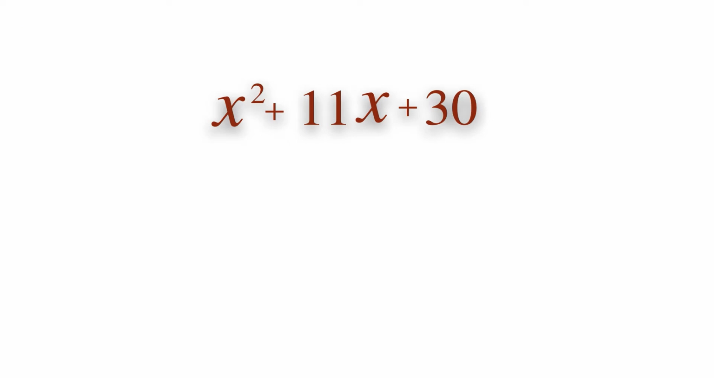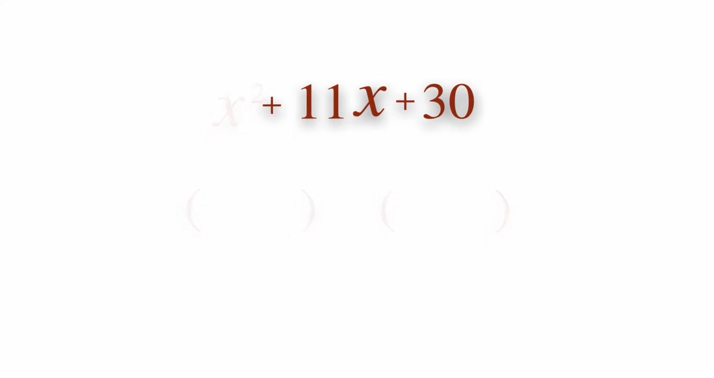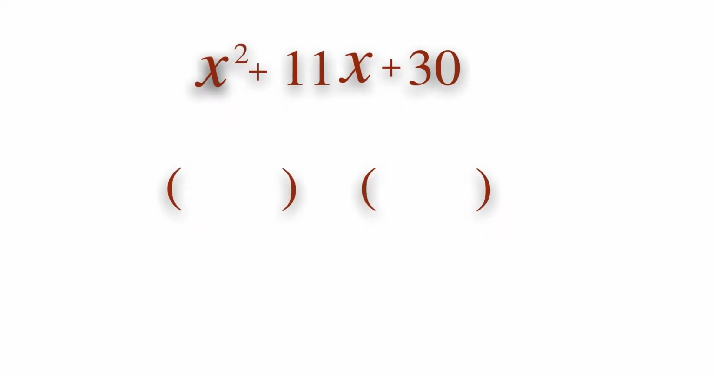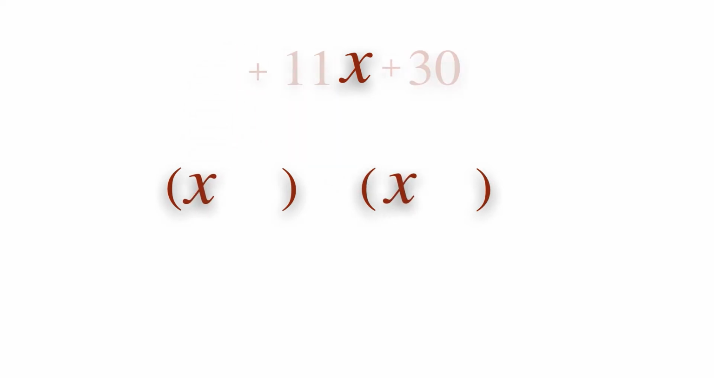Factorizing quadratics like this produces two brackets. We first need to inspect what multiplies to give you x squared. The only way to get x squared is if you multiply x with x. So we start with x in each bracket. Now we look for two numbers that multiply to give plus 30 but add to give plus 11.